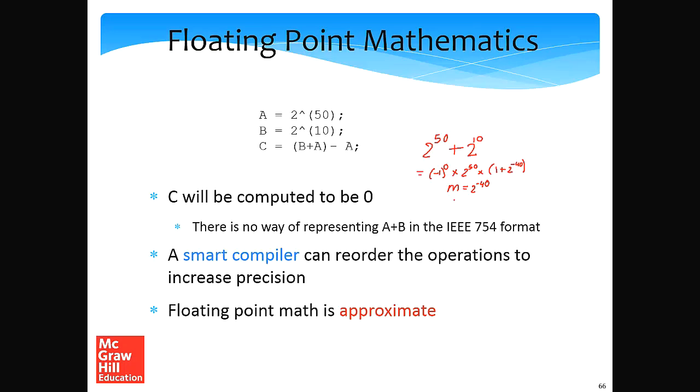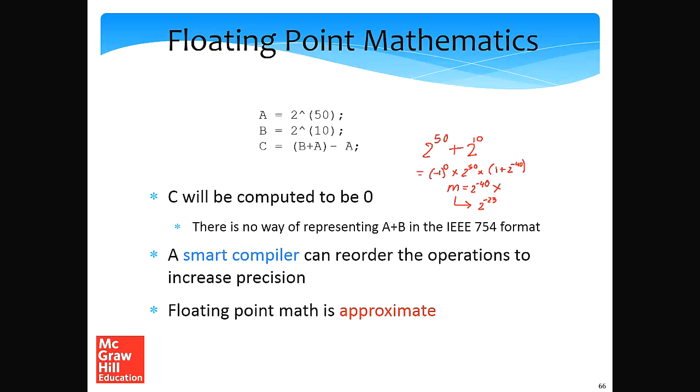But the smallest value of the mantissa that we can possibly represent in our system is 2 to the power minus 23. Right? So this is the smallest value that we can represent. As a result, this number cannot be represented in our system. So this is a problem.